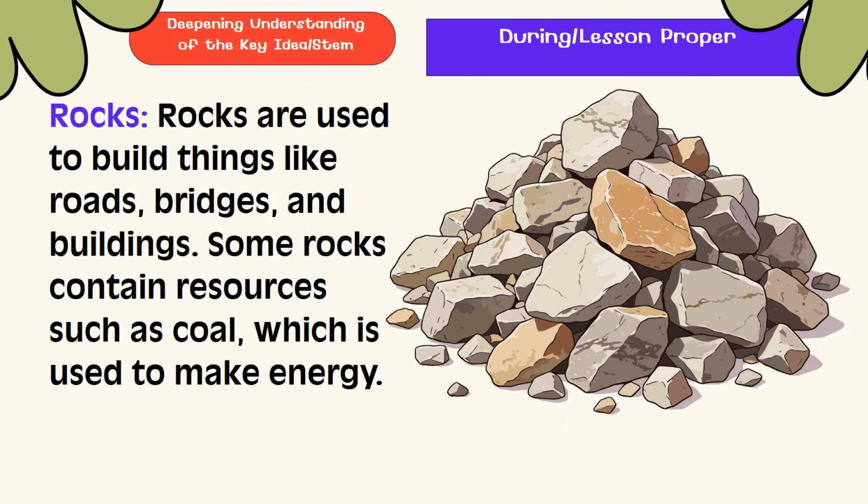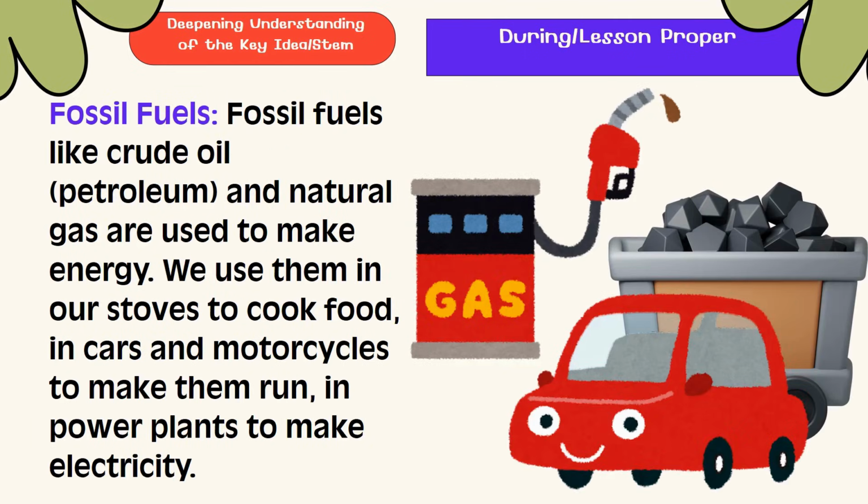Rocks. Rocks are used to build things like roads, bridges, and buildings. Some rocks contain resources such as coal, which is used to make energy. Fossil fuels. Fossil fuels like crude oil or petroleum and natural gas are used to make energy. We use them in our stoves to cook food, in cars and motorcycles to make them run, in power plants to make electricity.